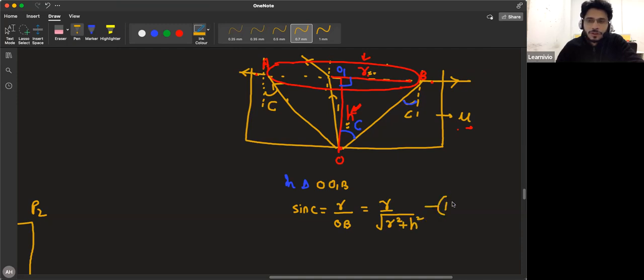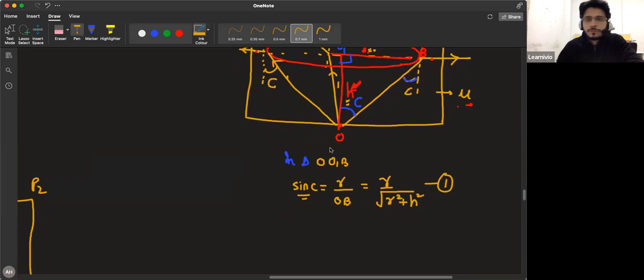Hishma, are you in class? Yes, sir. Hishma, can you connect this sin C to refractive index somehow? Sin C is equal to 1 by n. Yeah, sin C is 1 by refractive index of denser medium with respect to rarer. This is the only formula which is there in TIR. So this is R by root over R square plus H square.